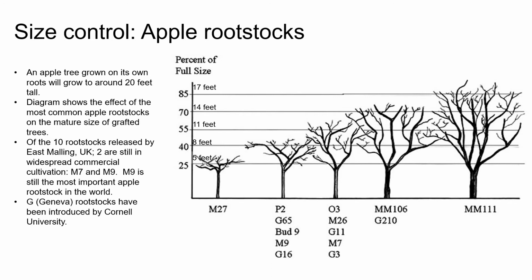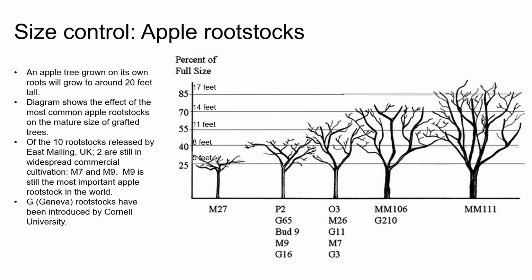This slide shows you the dwarfing effect of the various rootstocks that are available for apples. An apple tree that's grown on its own roots, so an ungrafted apple tree, will grow to around 20 feet tall. Of the 10 rootstocks that were released by East Malling in the UK, 2 are still in widespread commercial cultivation, M7 and M9, and I mentioned just a couple of minutes ago that M9 is still the most important apple rootstock in the world, despite having been released as long ago as the 1950s.